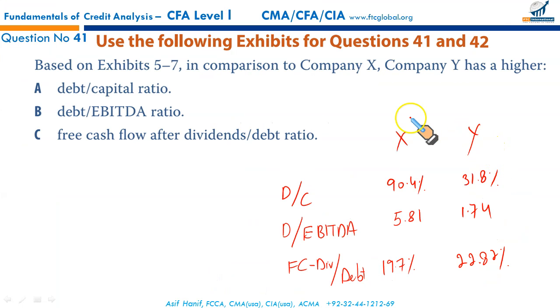Now these are the summary results. Based on the exhibit 5.7, in comparison to company X, company Y has a higher debt to capital ratio? No, company Y has lower. Wrong. A is wrong.